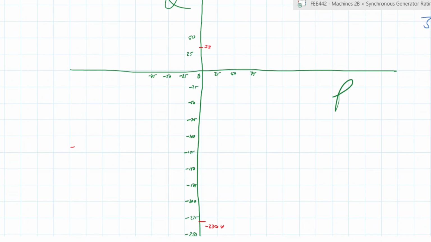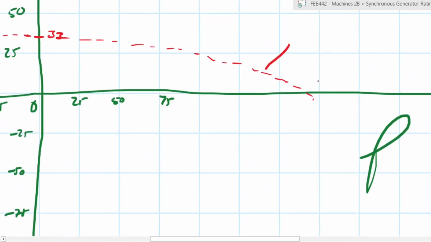Now, this point is the Q intercept of a circle that has its radius here. It's a huge circle that crosses the Q axis at that point. So it will move something like that, and something like that. Okay. And this is our field current limit.